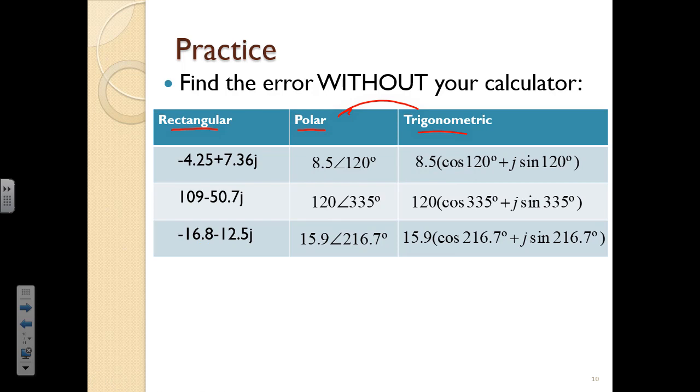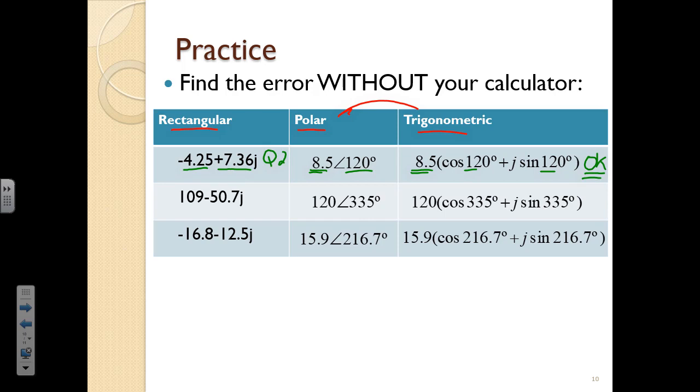Okay, for starters, let's look at the quadrant that each of these is located in. Our first one, negative 4.25 plus 7.36, that is definitely in quadrant 2. 120 degrees is in quadrant 2, and so that appears to be okay. You could pull out your calculator, which I told you didn't need to do, but you could verify that the magnitude of this vector is 8.5, which it is in both the polar and trigonometric form. All of these are okay. There's no mistake in any of that. If you were to check those conversions, everything would match up fine.